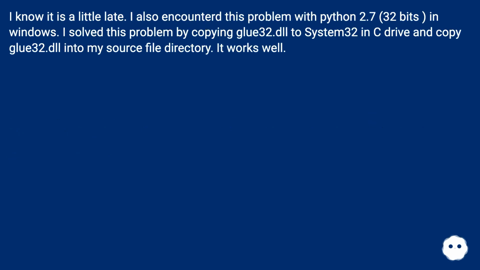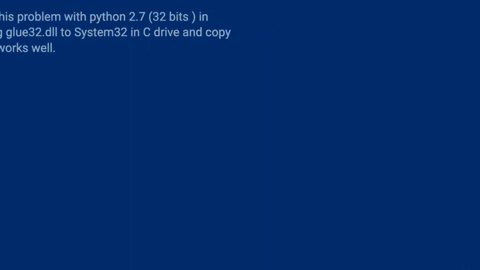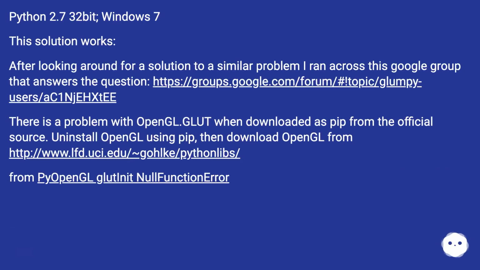I know it is a little late. I also encountered this problem with Python 2.7 32 bits in Windows. I solved this problem by copying glut32.dll to system32 in the C drive and copying glut32.dll into my source file directory. It works well. Python 2.7 32-bit, Windows 7.